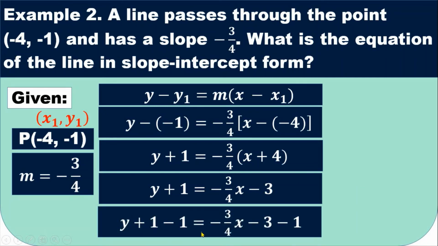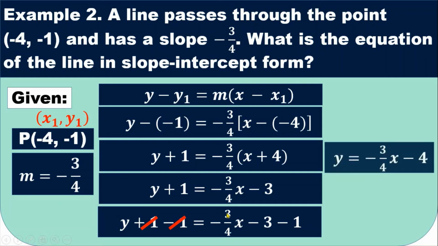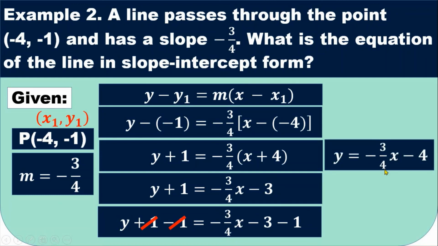y plus 1 minus 1 is equal to -3/4 x minus 3 minus 1. Combining 1 minus 1 on the left side, that is 0. Therefore, we have the equation y is equal to -3/4 x, -3 minus 1, that is -4. So that's how we write the equation of a line given the slope and a point.